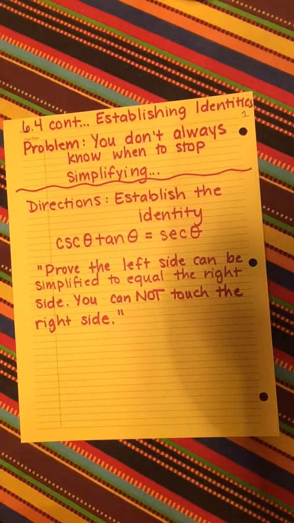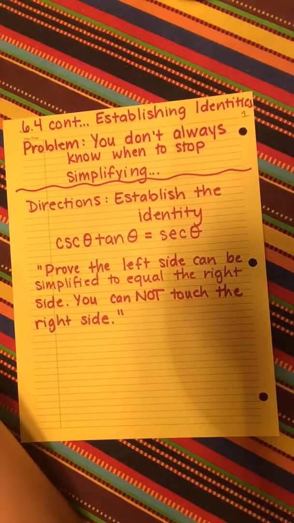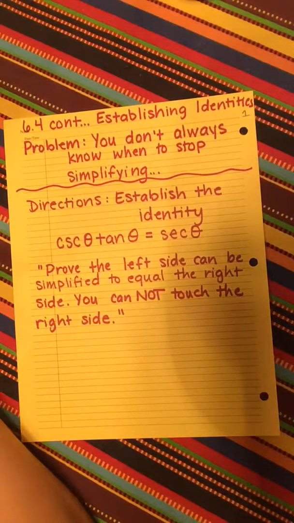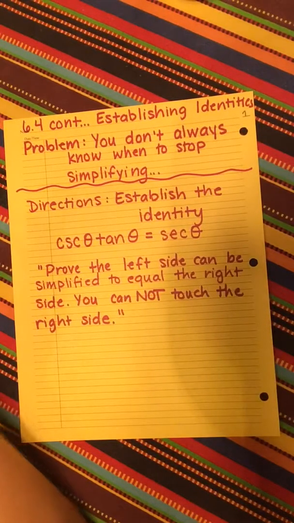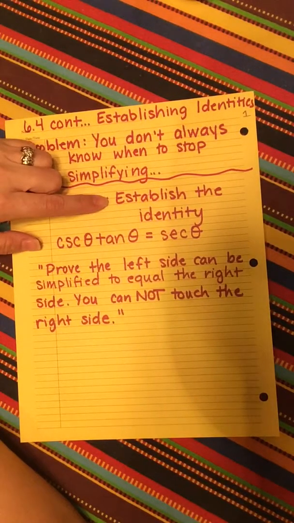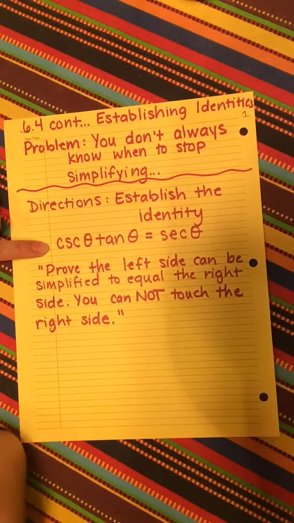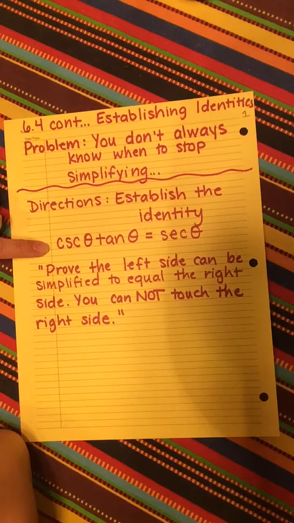Okay, so 6.4 continued. We're going to talk about establishing identities. Part of the problem with just simplifying is that you don't always know when to stop. So the directions are going to read establish the identity, and then it'll give you a problem like this. Cosecant of theta times cotangent of theta equals secant of theta.